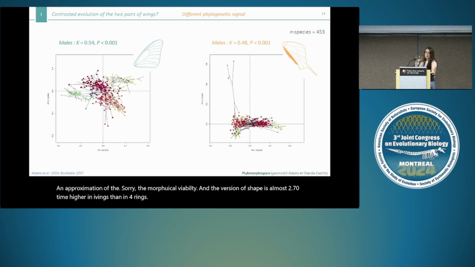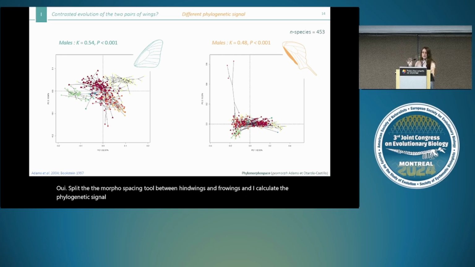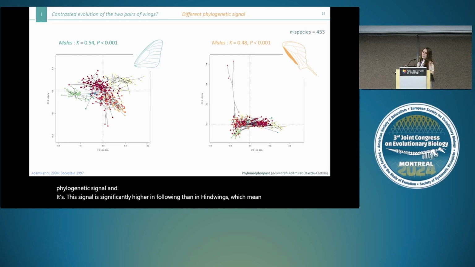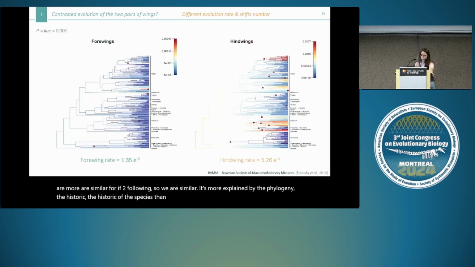Second, I split the morphospace in two between hindwings and forewings, and I calculate the phylogenetic signal. This signal is significantly higher in forewings than in hindwings, which means that if two forewings are similar, it's more explained by the phylogeny, the history of the species, than for hindwings.